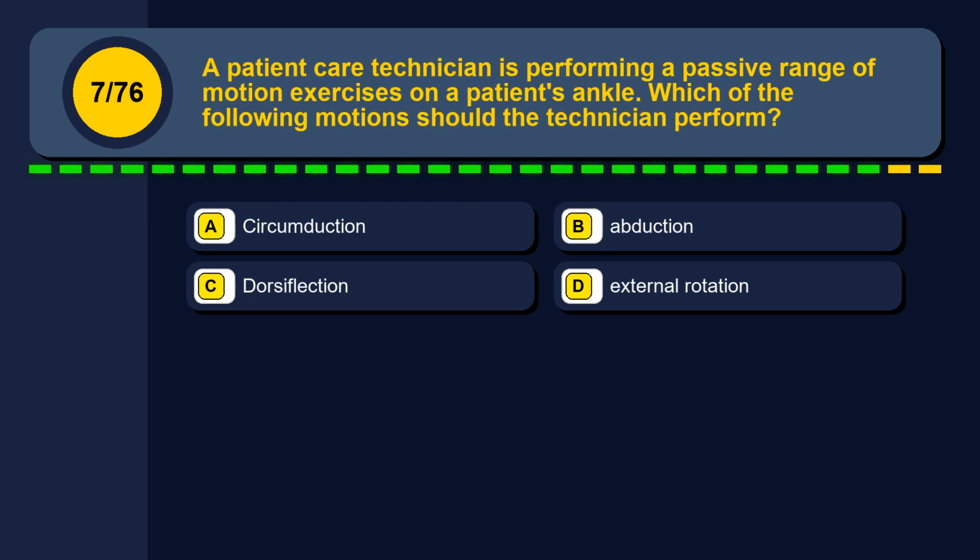Question 7. A patient care technician is performing passive range of motion exercises on a patient's ankle. Which of the following motions should the technician perform? Option A. Circumduction. Option B. Abduction. Option C. Dorsiflexion. Option D. External rotation.